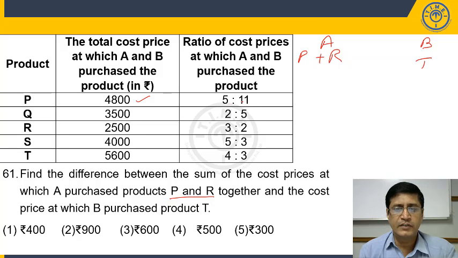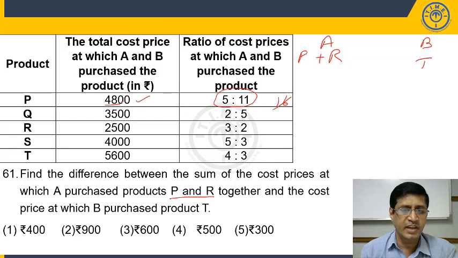5:11. 5:11 means the sum of the ratios is equal to 16. When you divide 48 by 16, it goes exactly 3 times. The A value is 3 into 5, that is 1500. What about the R value? The sum of the ratios is equal to 5. When you divide 2500 by 5, it goes 5 times. 5 into 3, again 1500. The sum of these two values is equal to 3000.